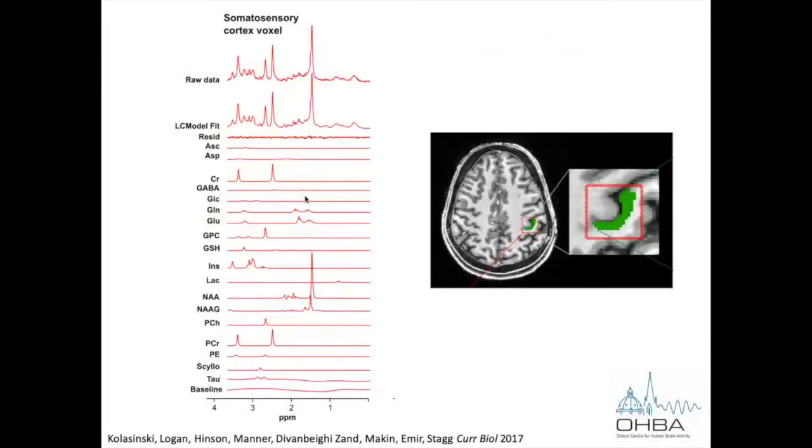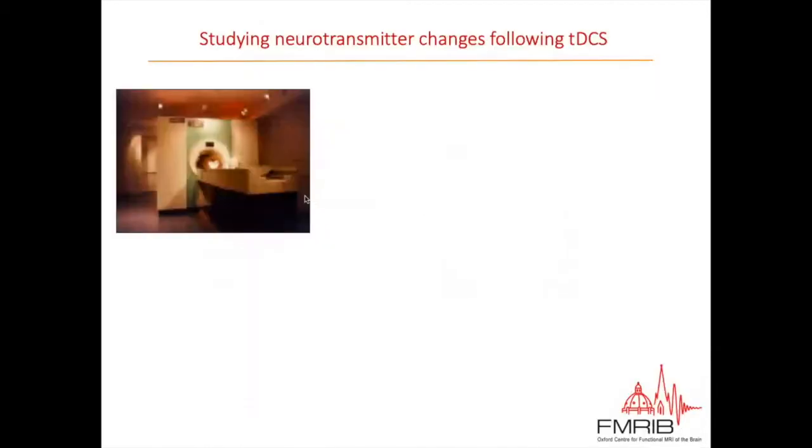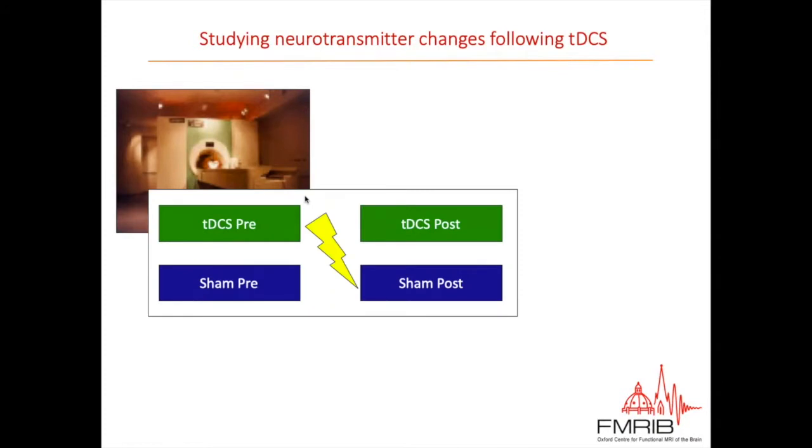We can look at various things with them. So one of the big questions we had was if tDCS, or brain stimulation in general, but in this case direct current stimulation, modulates plasticity, does it change neurochemicals? And in particular, does it change GABA and glutamate? So again, this was an old study where we looked at neurochemical concentration in motor cortex before and after 10 minutes of 1 milliamp anodal tDCS to that cortex, compared with a sham control.